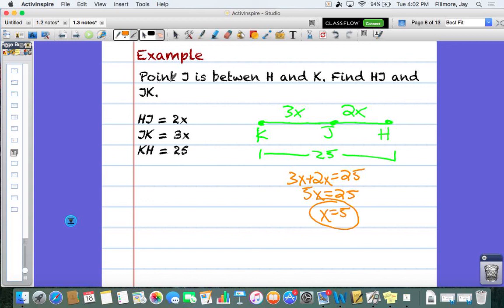It does not say find x anywhere. It says find HJ and JK. So to find HJ, I'm going to do 2 times 5, since x is 5, and I get 10. For JK, I get 3 times 5, which is 15. And to check your answer, your two small pieces should add together to give you the whole thing, which they do. 10 plus 15 equals 25.